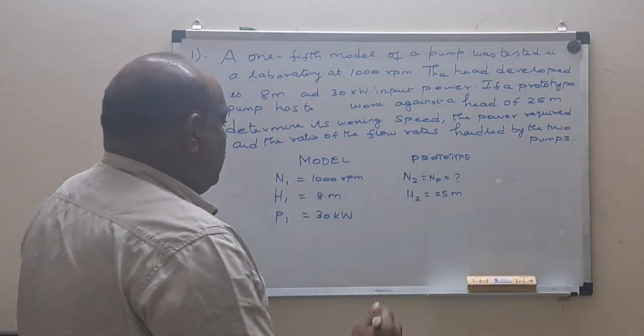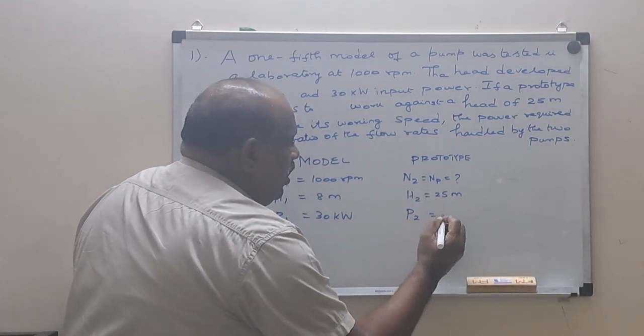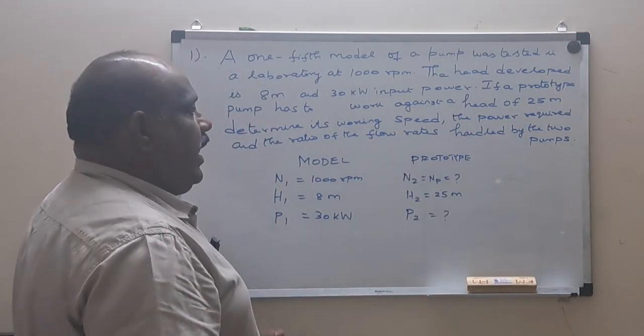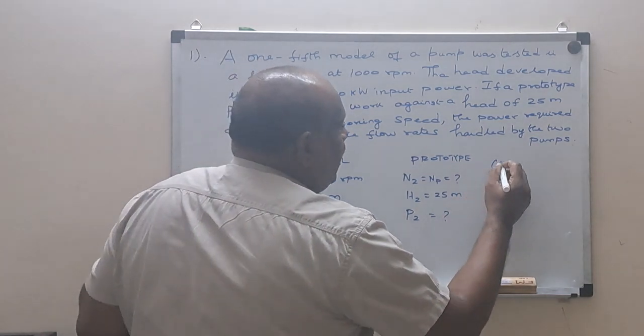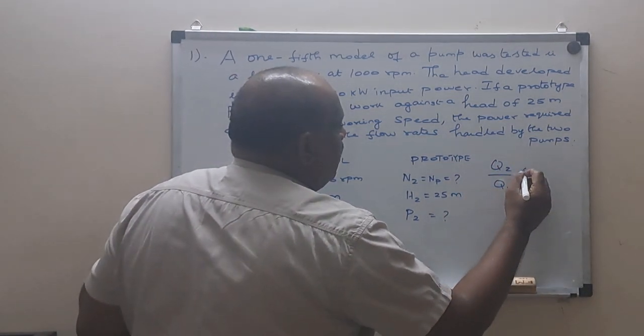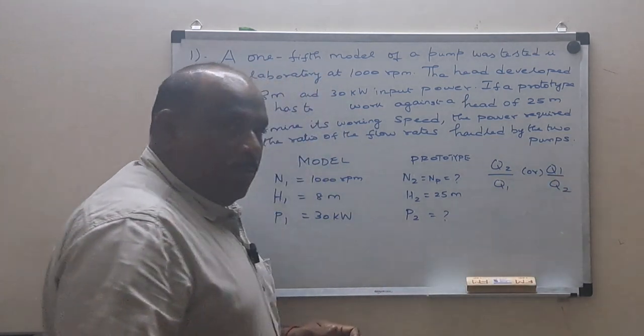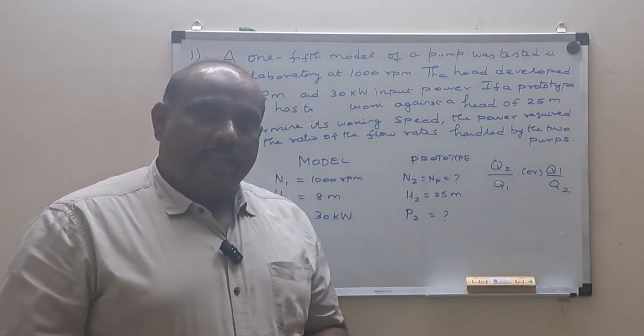The power required. So what is P2? So what is the power required for running this prototype? And the ratio of the flow rates handled by the two pumps. Either it can be Q2 by Q1 or Q1 by Q2. So these are the questions asked in the problem. I will repeat once again.